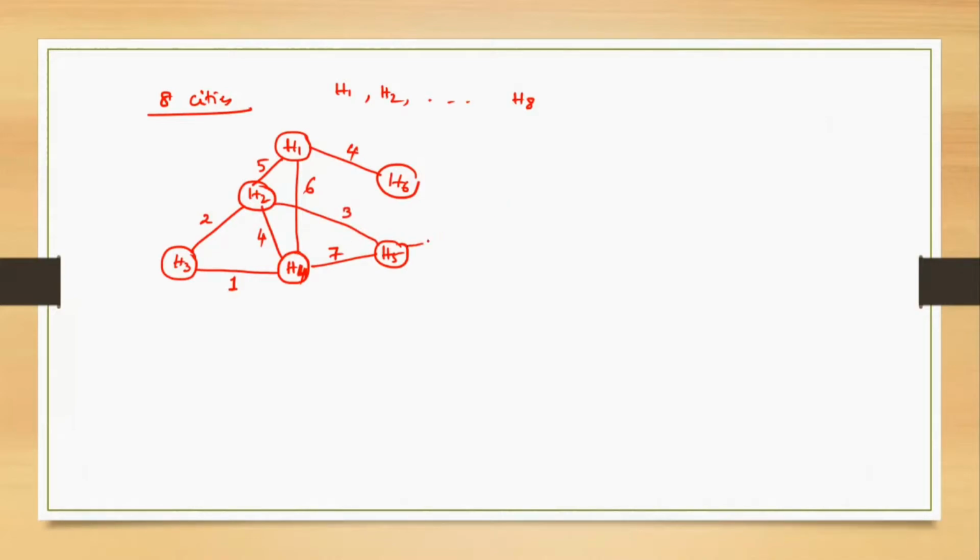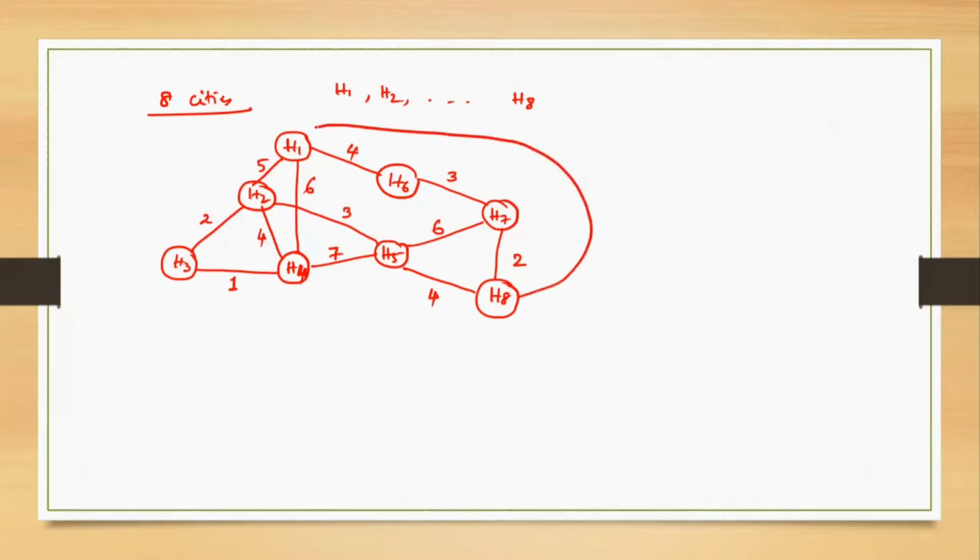Someone can move from H5 to H7 with the cost of 6 units. H6 to H7 with the cost of 3 units. Then H5 to another city which is left, that is H8, with the cost of 4 units. And from H8 to H7 there is an association with the distance of 2 units. And another association is from H8 to H1, and assume that it is 7 units.